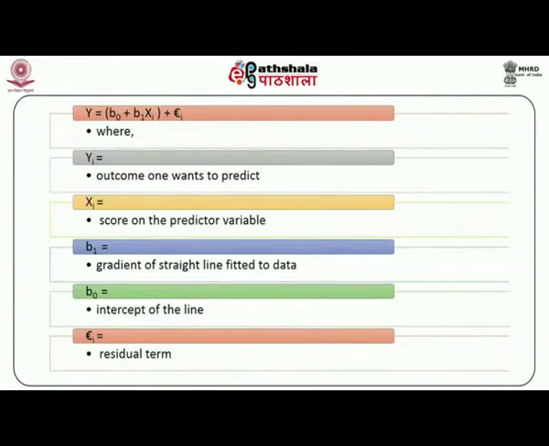The equation for the model thus becomes y equals B0 plus B1 x1 plus error, that is E, where y or yi is the outcome one wants to predict, x1 is the ith participant's score on the predictor variable, B1 is the gradient of the straight line fitted to the data, B0 is the intercept of the line, and E is the residual term representing differences between the score predicted by the line for participant i and the score that participant i actually obtained.